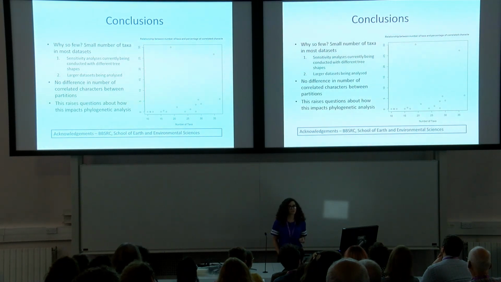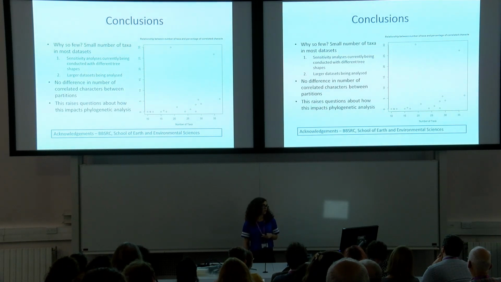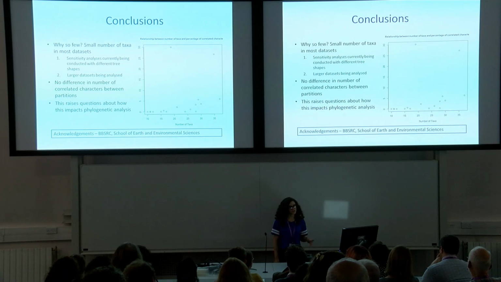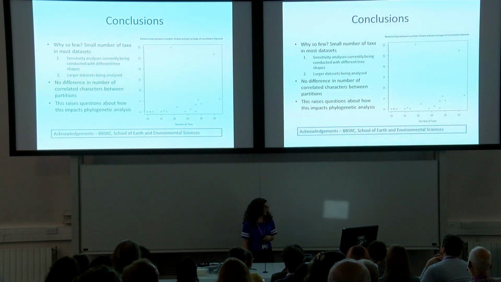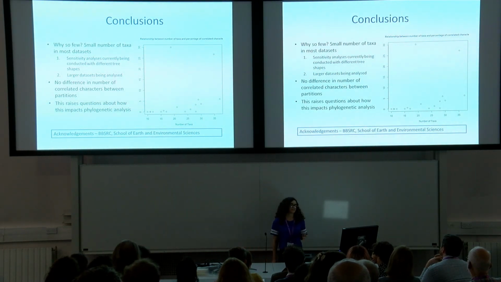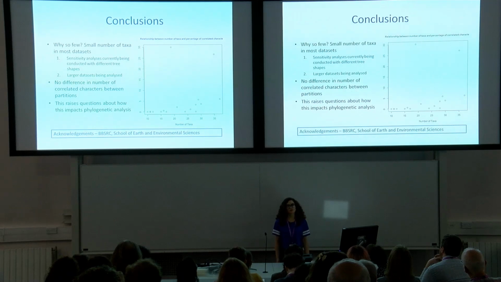So I'm going to continue with my sensitivity analysis and conduct them with different tree shapes. I'm also still continuing with analysis on some much larger data sets with much larger number of taxa. I found no overall difference in the number or percentage of correlated characters between partitions. And the presence of correlated characters raises questions about how this impacts phylogenetic analysis. And I plan to test this by reanalyzing morphological data sets, removing correlated characters.